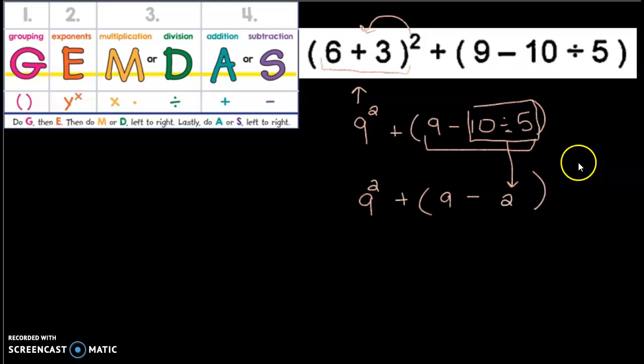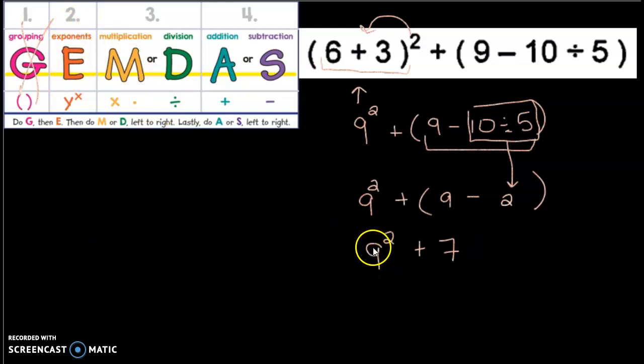All right, so we're still in my grouping symbols. Still can't cross that out yet because we still have this one. So 9 minus 2 is 7. Again, I'm just carrying this down. And I think we finally got rid of all of our grouping symbols. Sweet. Cross that guy out. Second step is exponents. So do I have exponents?